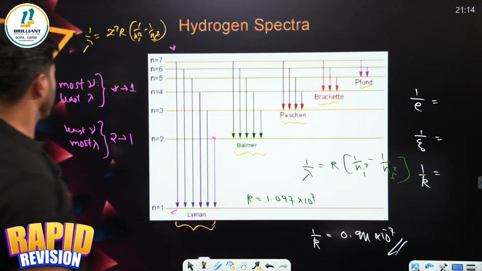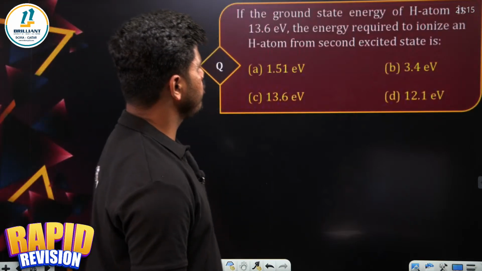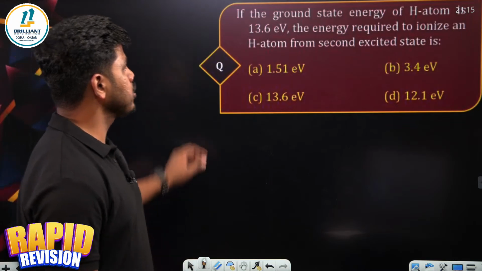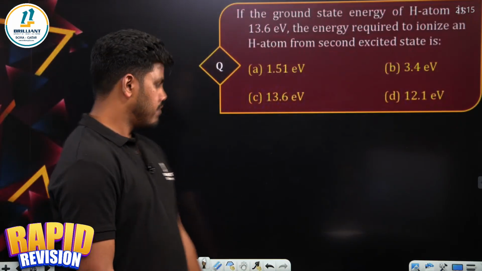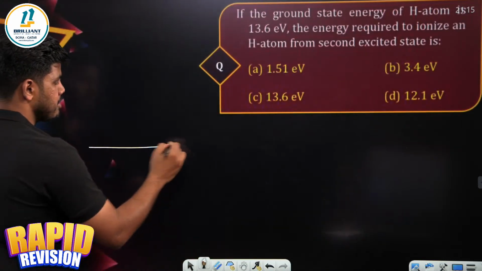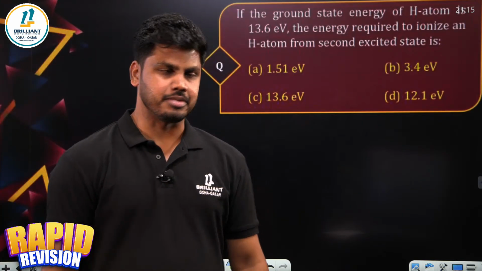Now, moving on to the next 1 or 2 questions. If the ground state energy of hydrogen atom is 13.6 electron volt, what is the energy required to ionize the hydrogen atom from the second excited state? What do you mean by ionizing an atom? Removing an electron, right? Removing an electron from that atom.